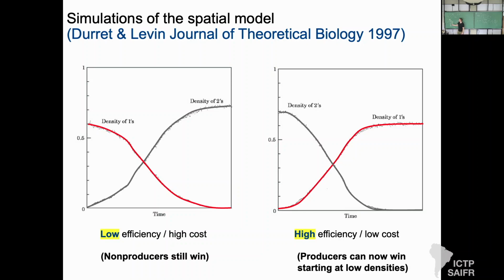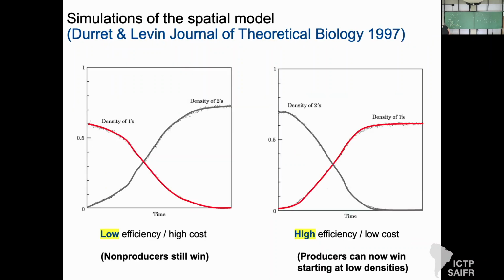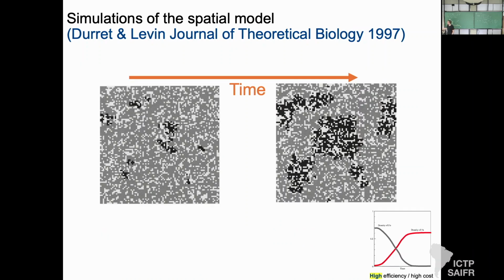The important point is that the initial density of my producer cells in this case, 0.001, is way smaller than the one I had before, 0.2. Here they died, but here they win. And what the simulations tell us is that this is because of the way they are structured in space, because they are coarsening from an initial drop. Okay? Perfect. More clear now?